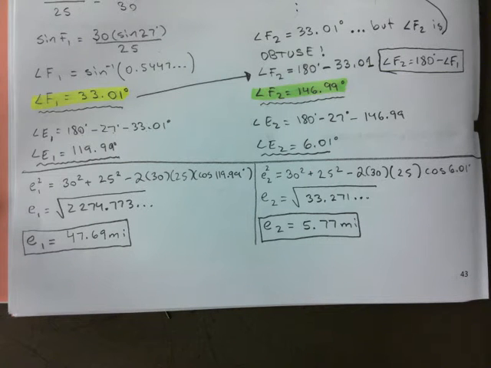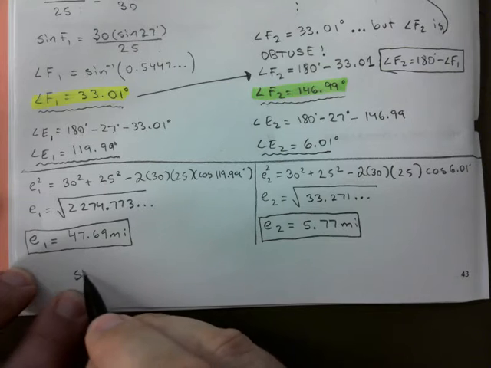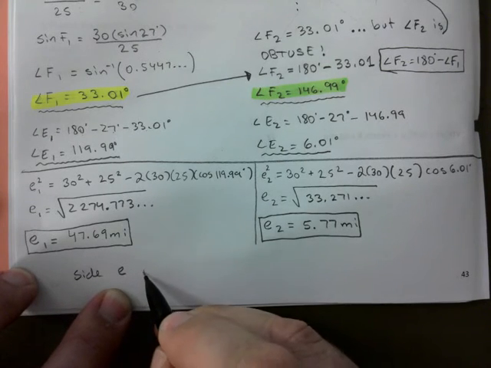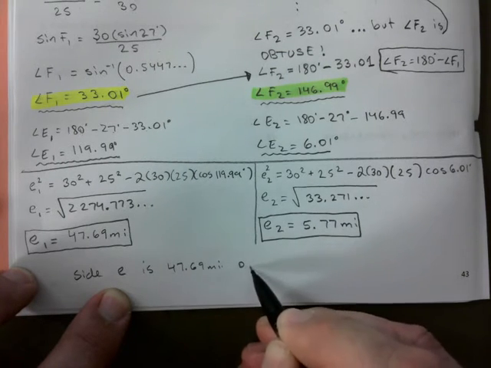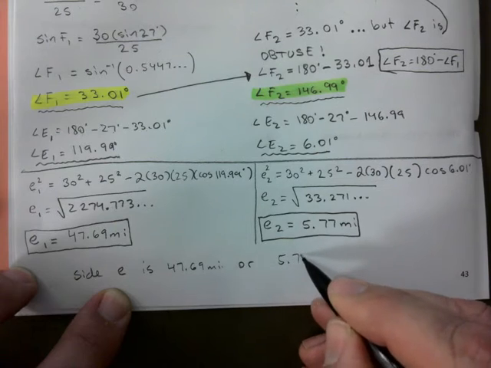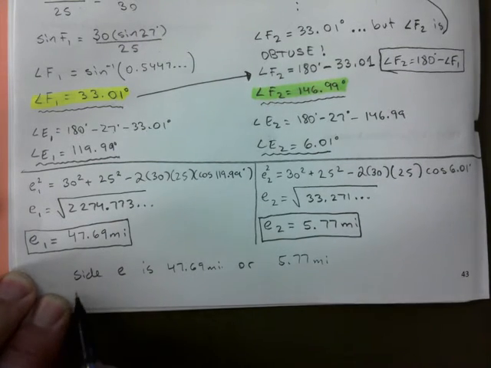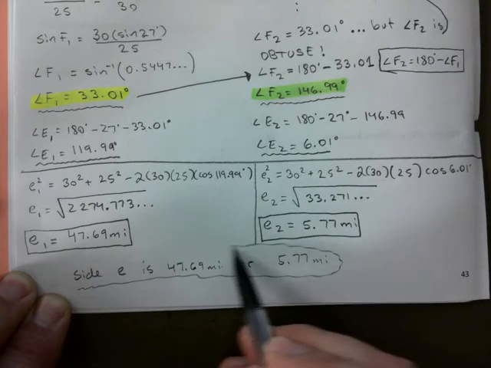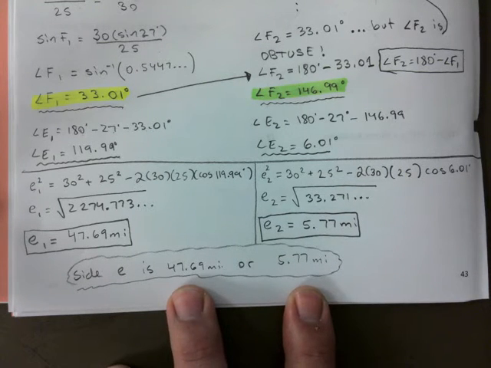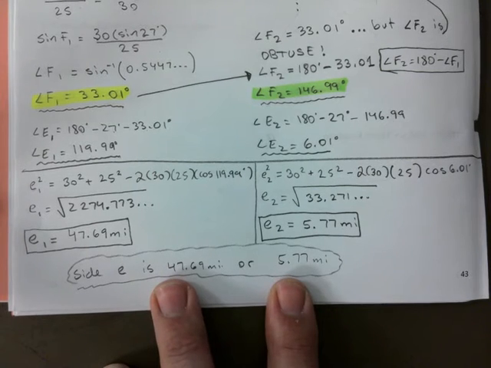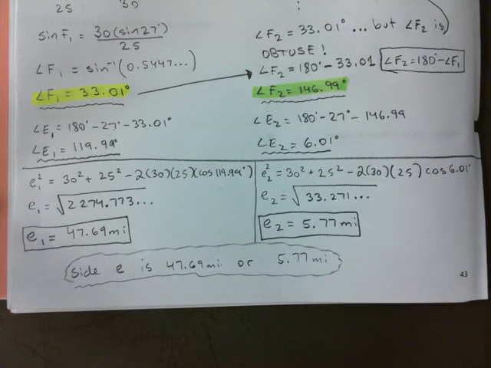So side E is 47.69 miles or 5.77 miles. So in the back of the textbook, if you're doing the homework and it is in fact a two triangle situation, it will give you both answers. It'll say it's either this or it's that. So that is the ambiguous case of the sine law, and this is as far as you can get, right?